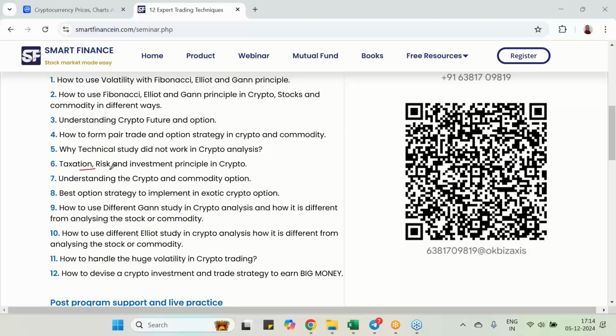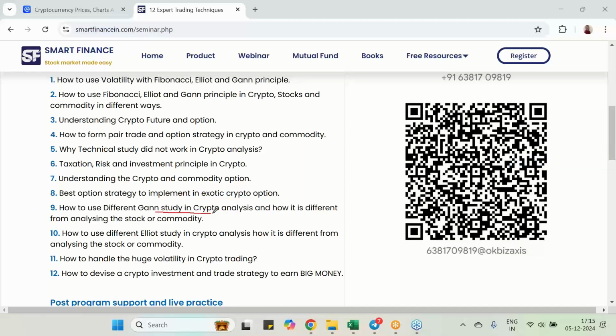6th point, we will discuss the taxation, risk and investment principle in crypto. 7th, we will understand crypto and commodity options in detail, how you can do an open interest analysis in that. What are the different modalities of option studies, and what types of options there are, such as exotic options. What are the best option strategies you can implement in crypto options, that also will be part of our discussion.